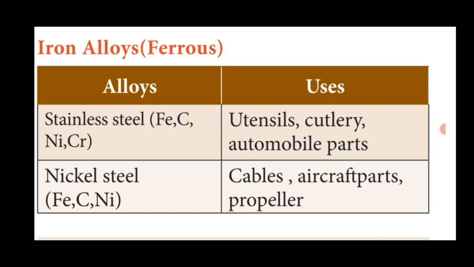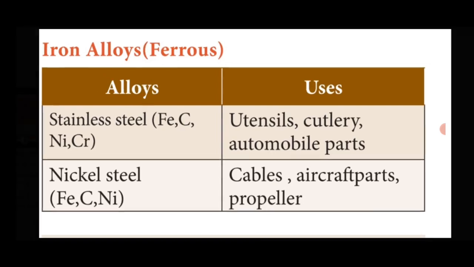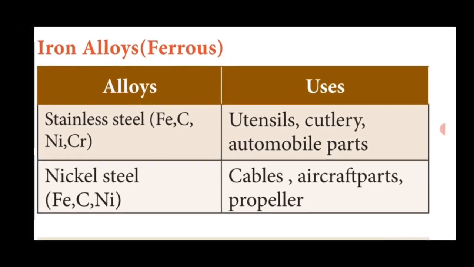The second iron alloy is nickel steel. Nickel steel is made up of iron, carbon and nickel. Nickel and iron are metals, carbon is a non-metal, forming an alloy named nickel steel. Nickel steel is used for cables, aircraft parts and propellers. These are the uses of ferrous alloys.